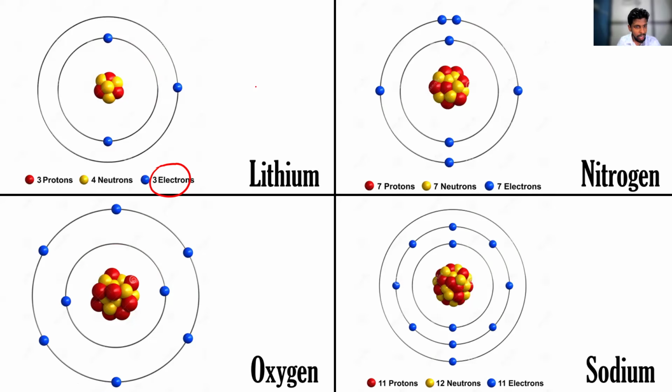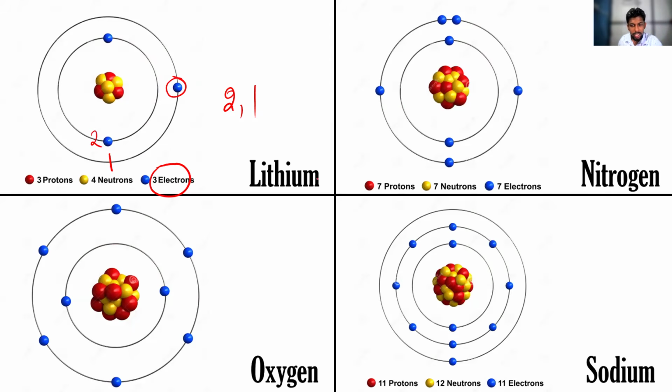How to fill that one? In the first energy level, we want to put 2. Then totally we have 3 now. So 2 of them have been placed in the first energy level. The remaining 1 electron we want to put in the next energy level. So the electronic configuration will be 2, comma 1.